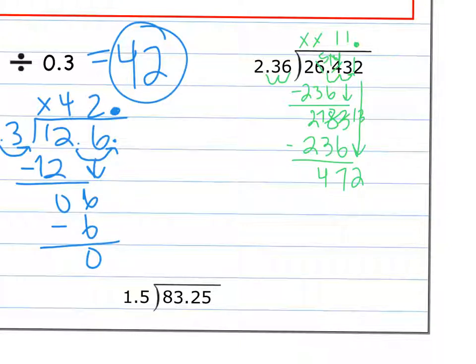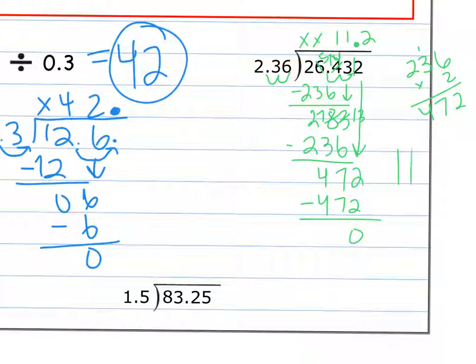Now we have to figure out how many times can 236 go into 472. So I'm going to guess twice. So we're going to multiply. 2 times 6 is 12. 2 times 3 is 6 plus 1 is 7. 2 times 2 is 4. 472. So it goes in there twice. Multiply 472. Do your subtraction. 0. Now there's nothing else to bring down. We got 0 for an answer, or for down at the bottom here. So our final answer is 11 and 2/10.